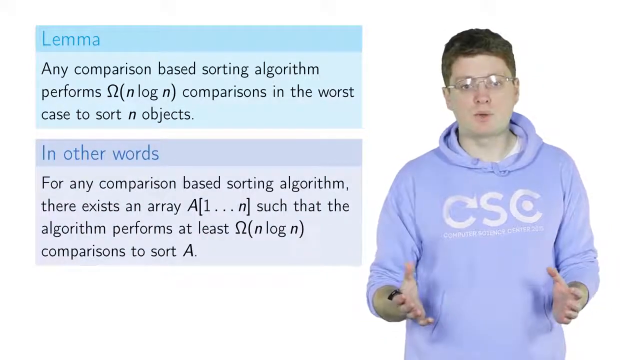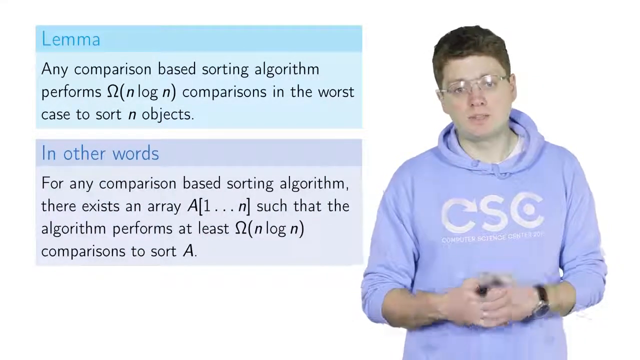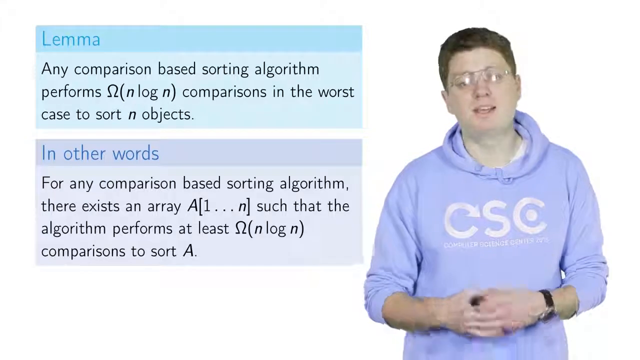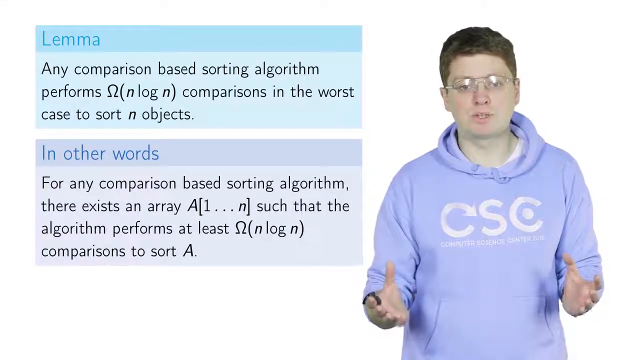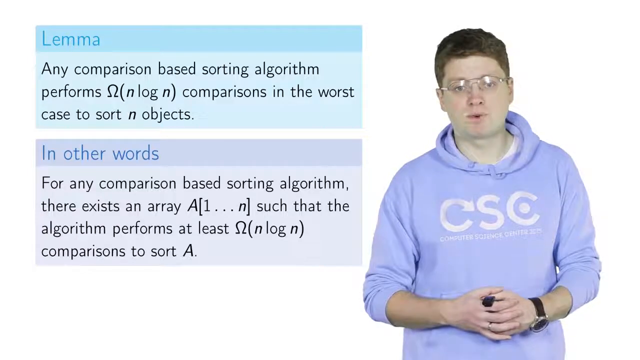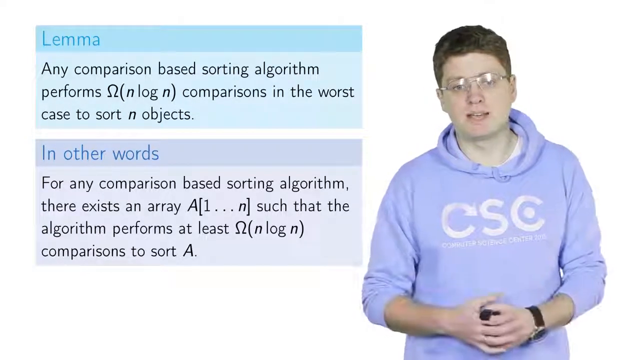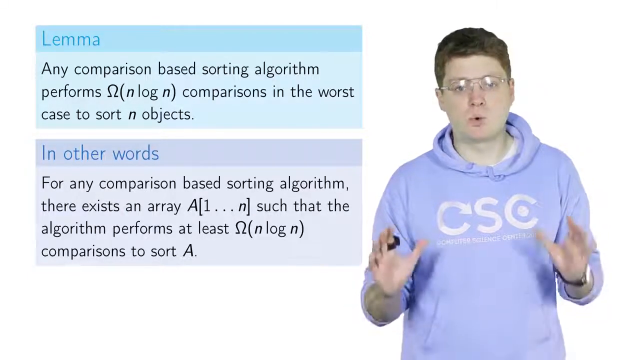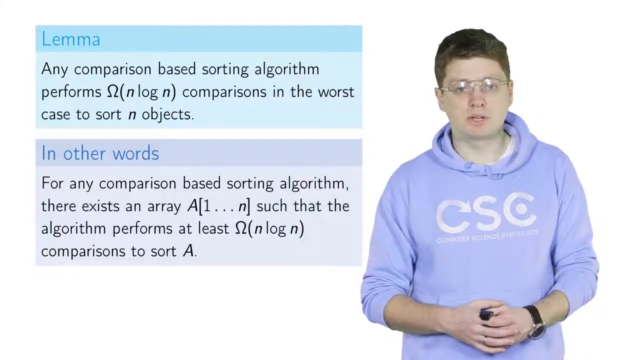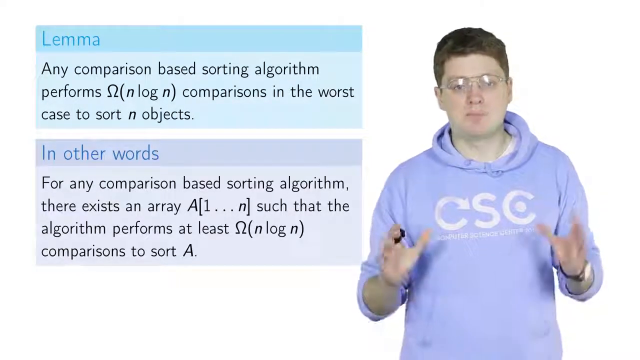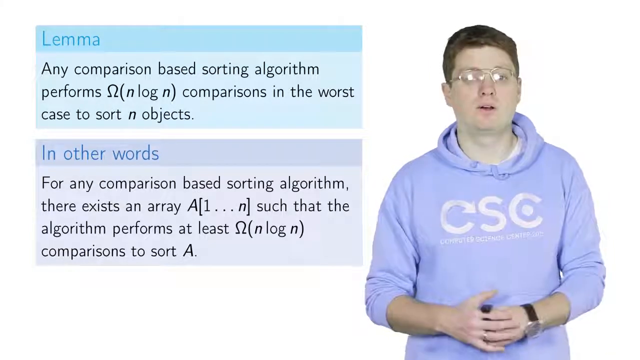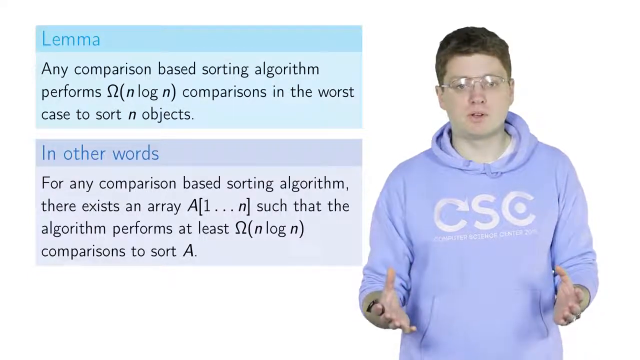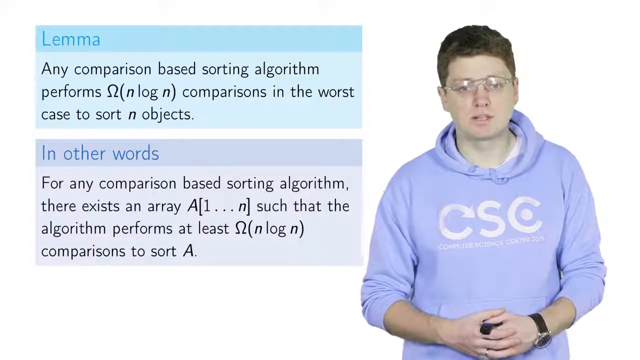Put otherwise, we can say the following. Assume that you have an algorithm that sorts n objects by comparing pairs of them. It can be the case that for some input sequences of n objects, your algorithm performs less than n log n operations, say a linear number of operations. However, it cannot be the case that your algorithm always sorts in time asymptotically less than n log n, meaning that there must exist a sequence of objects on which your algorithm will perform at least big omega of n log n comparisons to sort such sequences.